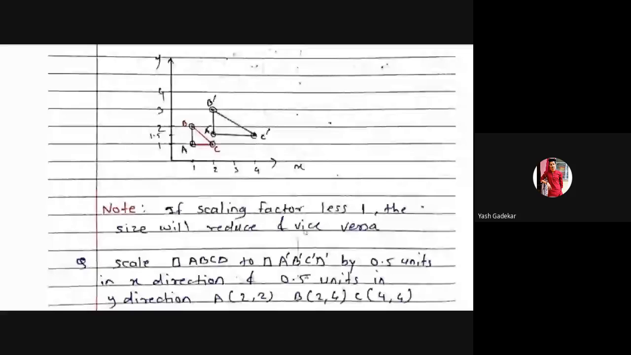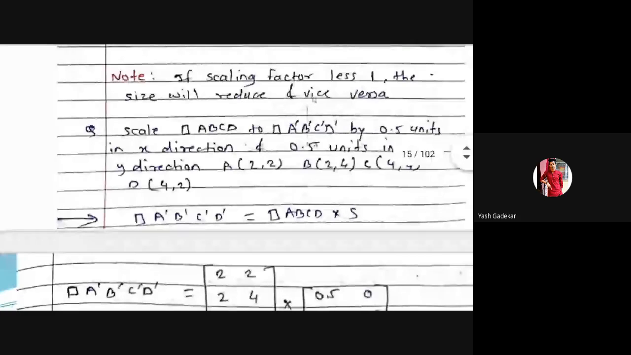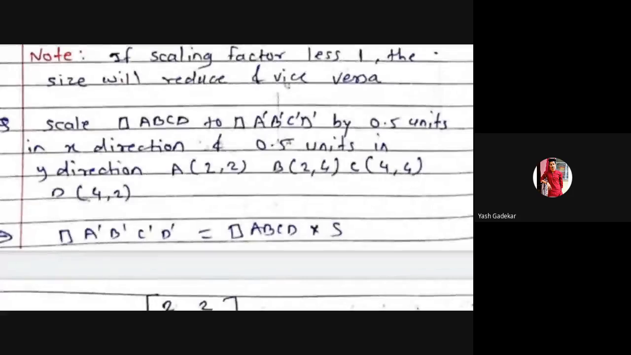So the next problem is for scaling. Our statement is: scale rectangle A, B, C, D to rectangle A dash, B dash, C dash, D dash by 0.5 unit in the X direction and 0.5 unit in the Y direction. A very simple idea here: the points A, B, C are given. So what is the first step? The new rectangle A dash, B dash, C dash, D dash equals the previous rectangle, or given data, into the transformation matrix.